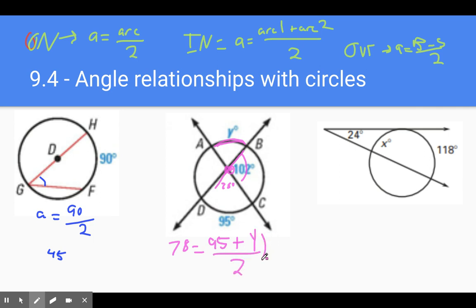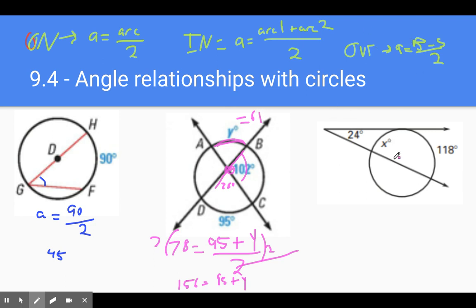So that means we multiply both sides by 2. That cancels there. 78 times 2 gives us 156. So we end up with 156 equals 95 plus y. We subtract 95 from both sides and get that y is equal to 61.